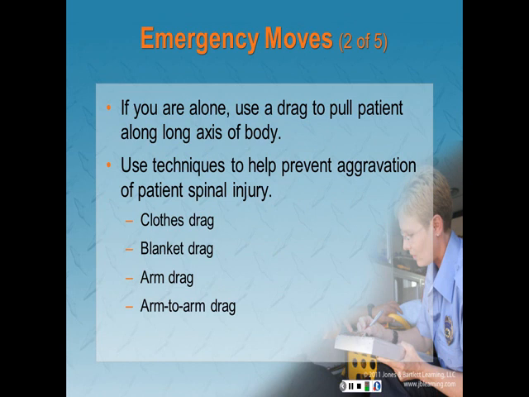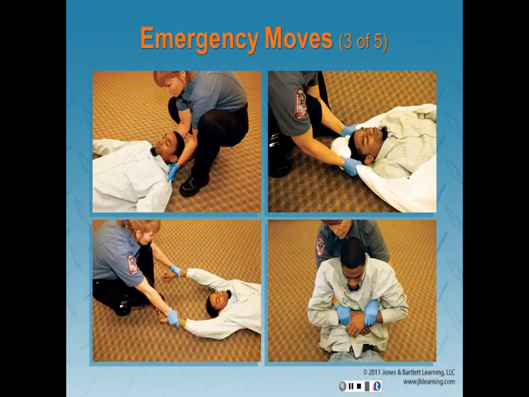If you are alone, use a drag to pull the patient along the long axis of their body. Use techniques to help prevent aggravation of the patient's spinal injury. You can use the clothes drag by pulling on the patient's clothing in the neck and shoulder area, a blanket drag by placing the patient on a blanket, coat, or other item that can be pulled, or an arm drag, which rotates the patient's arms so they are extended straight on the ground beyond their head. Grasp the wrists and drag the patient.